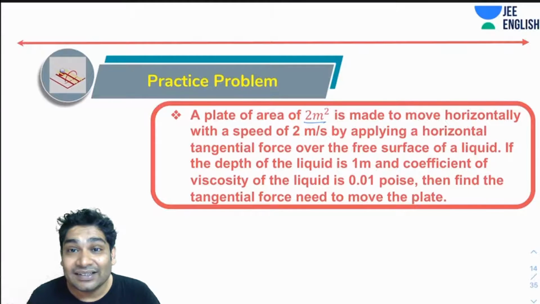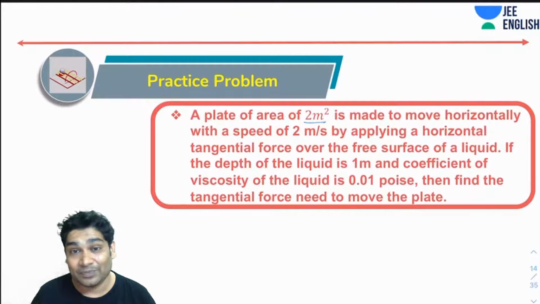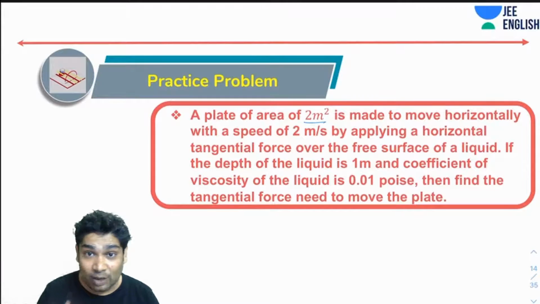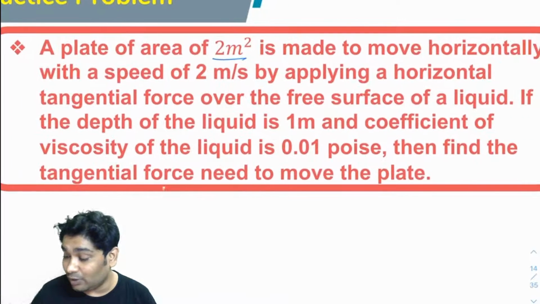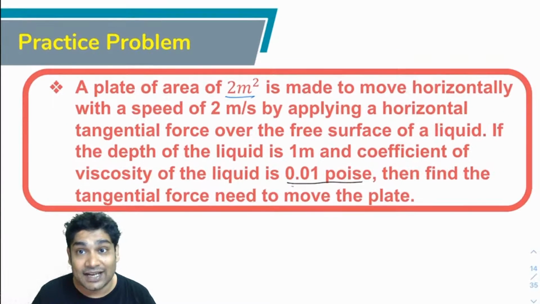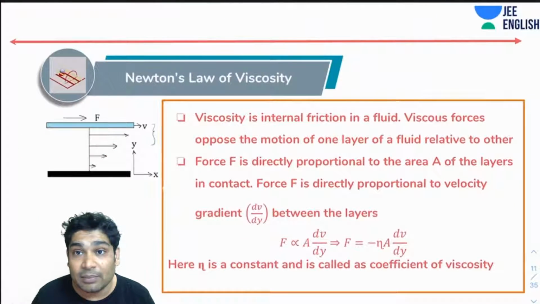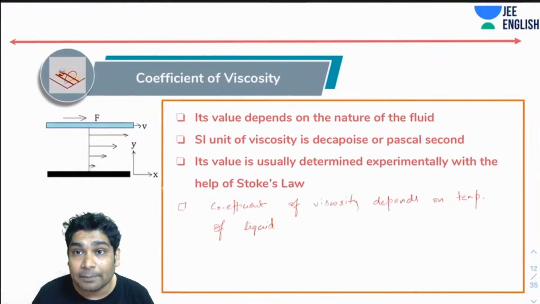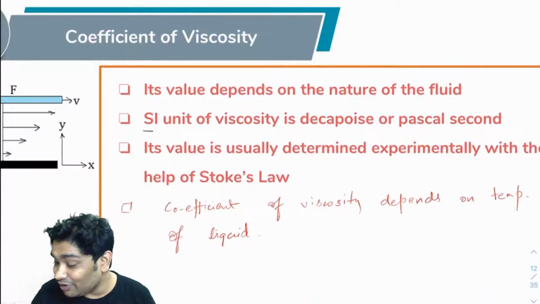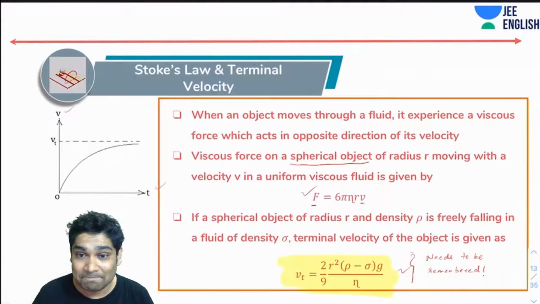Next thing that you know is that the coefficient of viscosity is 0.01 poise. Now, be careful about this. This is not the SI unit. The SI unit of viscosity is decapoise. Please remember this. 1 decapoise is 10 poise.